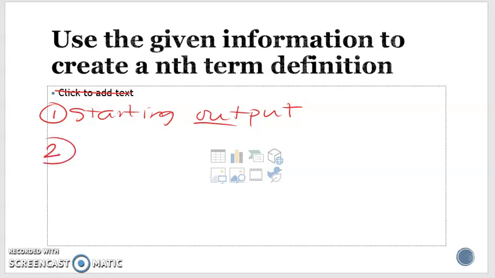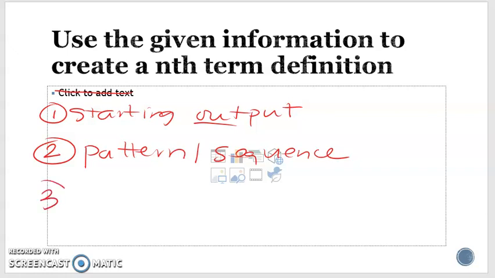The second thing you need to know is, what is the pattern? This also can be identified as, what is the sequence? And so you need to understand, are you looking at geometric? Are you looking at arithmetic? How is it formulated? Is it adding or subtracting? Is it multiplying, dividing? Because depending on what pattern or sequence you get will determine what structure of your nth term definition you need to write.